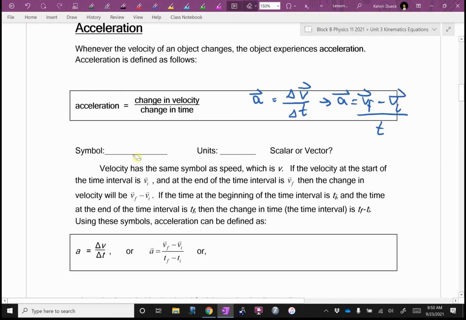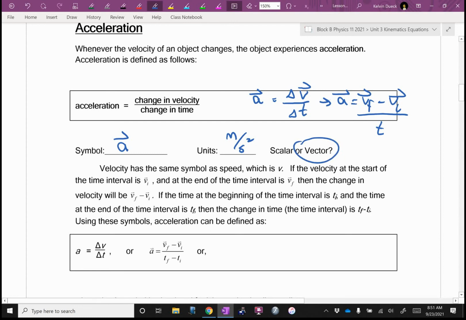What symbol am I using for acceleration? Lowercase a. What are the units? Well, technically meters per second per second, but we write that as meters per second squared. Scalar or vector, does it matter what direction you're accelerating? Will that change the situation? It's absolutely a vector.